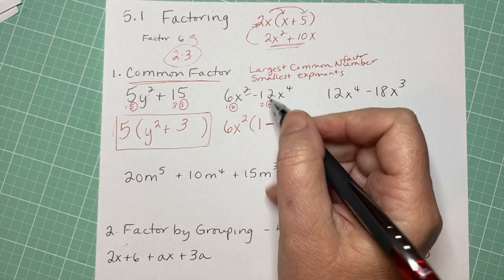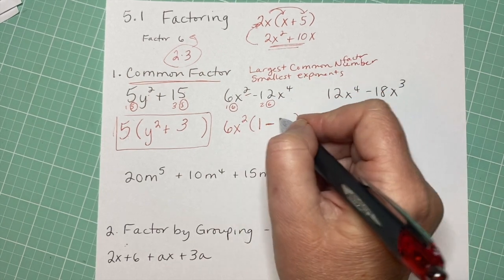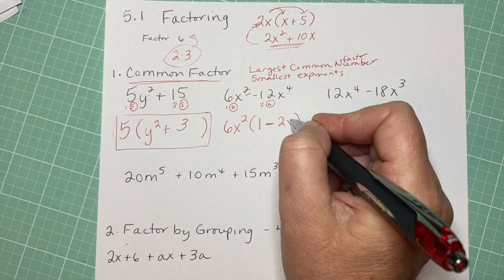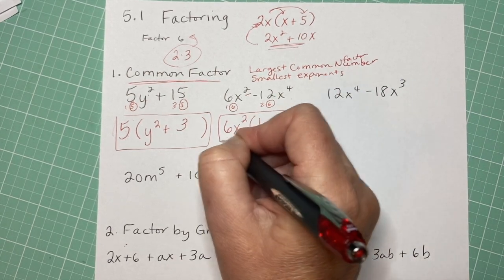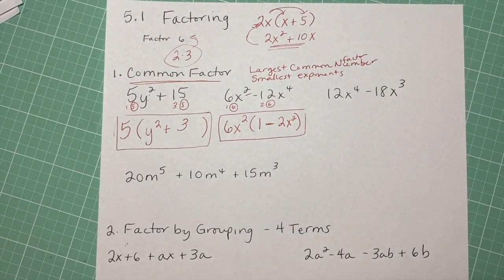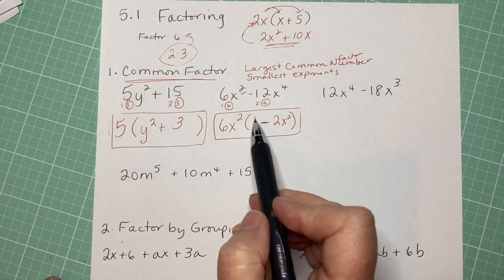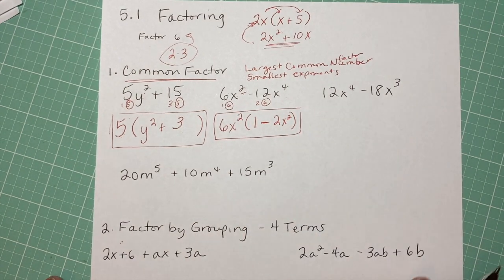Then the minus comes down. 12 divided by 6 is 2. And then x4 divided by x2 is x2. And that's your factored form. Again, you can always check by multiplying it back out to make sure that it multiplies to what you started with.